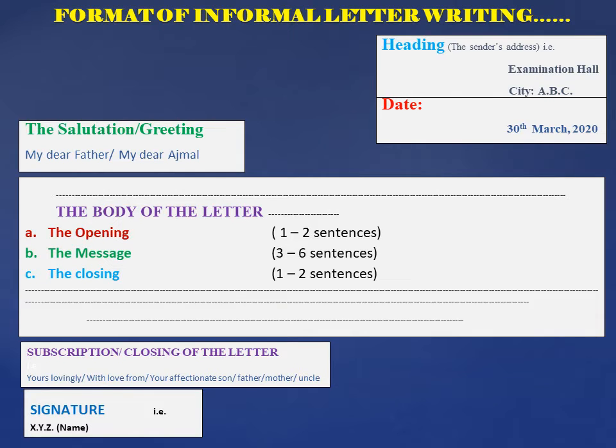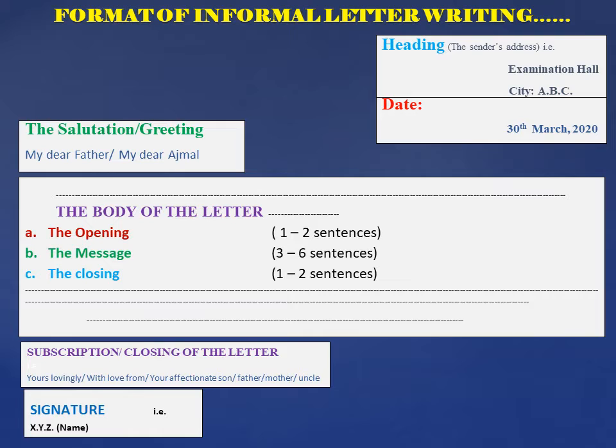Now, let's discuss the format of informal letter writing. Dear students, an informal letter is written under the following headings. Number one is heading. Heading consists of the address of the writer. We usually write the address on the right hand side of the page at the very top.